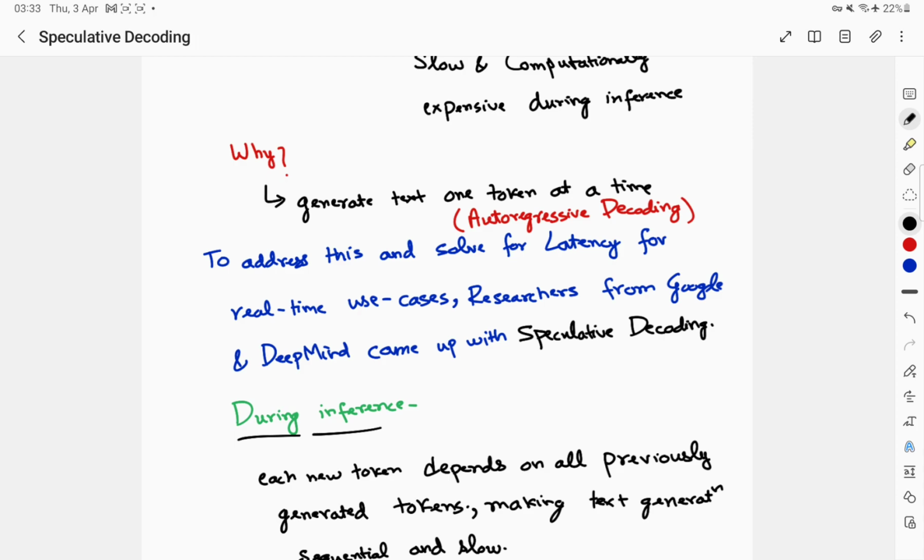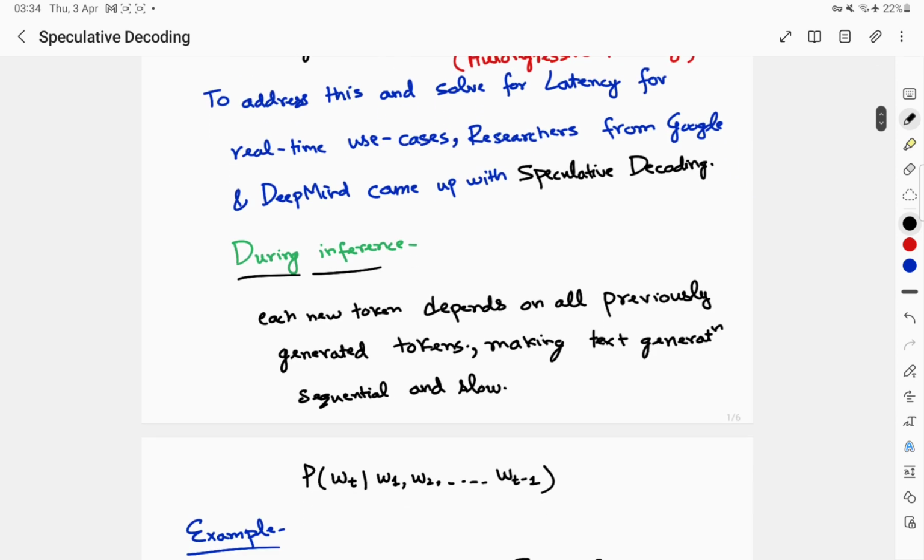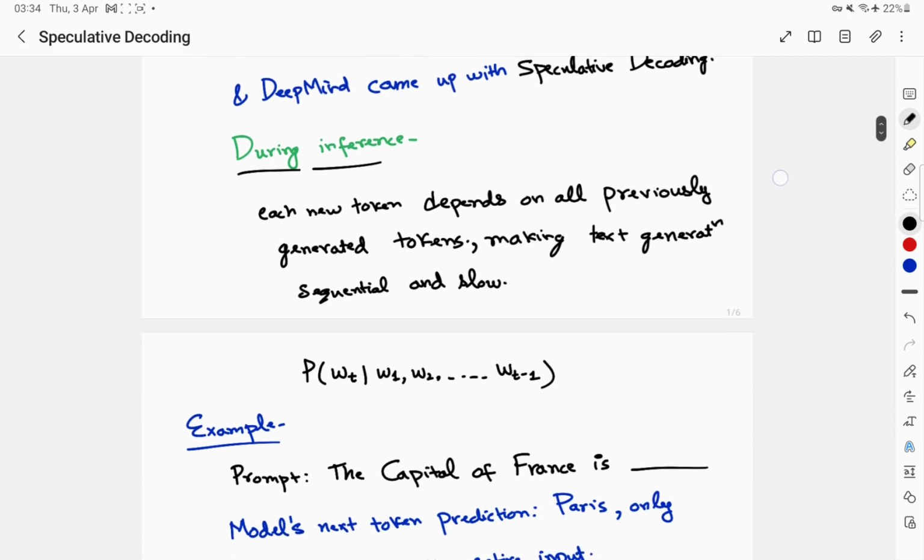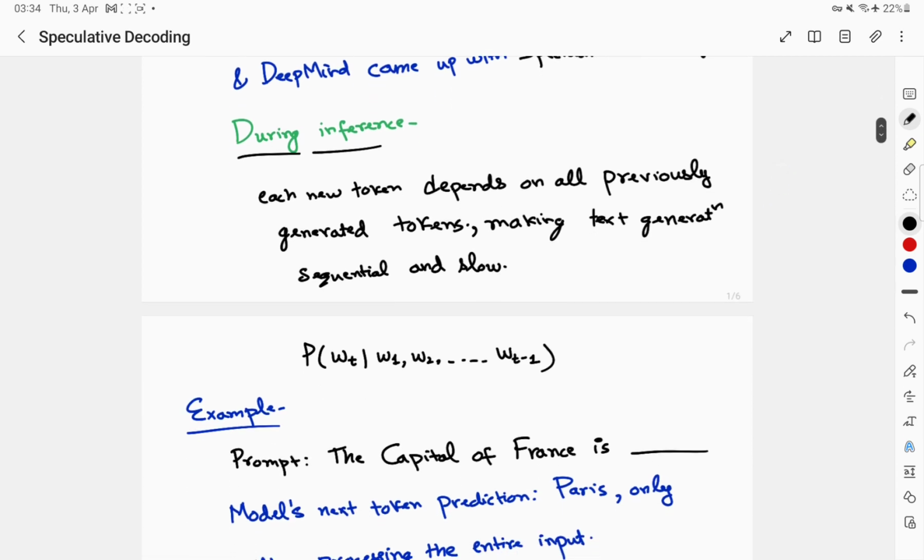And to address this and solve for the latency for real-time use cases, like chatbots, enterprise AI systems and other real-time applications, researchers from Google and DeepMind came up with speculative decoding. Typically, during inference each new token depends on all the previously generated tokens, making text generation a sequential and slow process. Essentially, what you're trying to model at the time of generation is the probability of a token appearing, let's call it W_t at time t, considering all the previous tokens. So given W1, W2 and all the tokens up to that particular point.